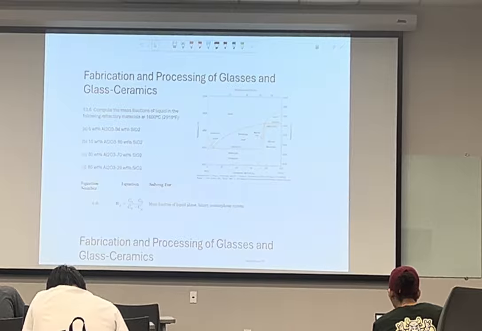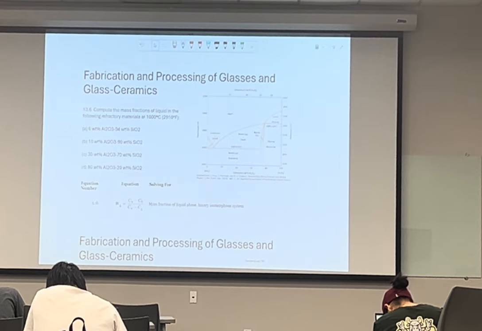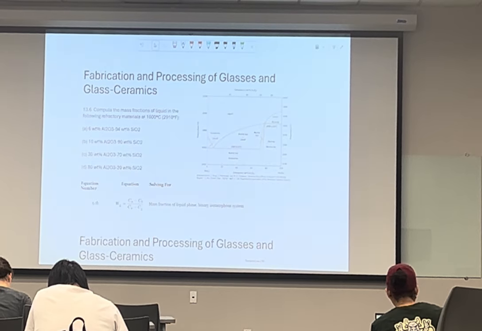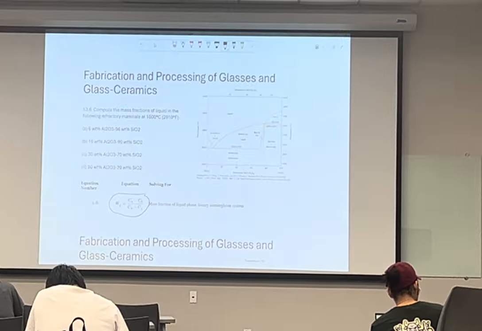So they want you to compute the mass fractions for all of the refractory materials at 1600 degrees Celsius, listed below. In this chapter, they don't give you the equation, but essentially we're going to be following this equation here that I pulled from chapter 9. And you don't necessarily need this chart to solve it. They mentioned this chart to help you visualize the weight percentages and to see where you are on the chart.